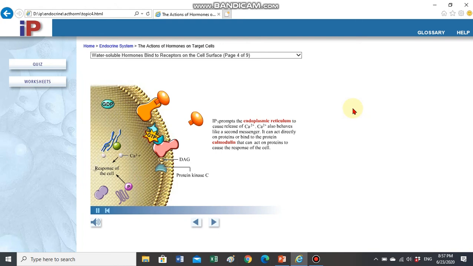To view the animation again, drag the hormone to the receptor. Click Continue to proceed. On this page, we will study mechanisms used by epinephrine and insulin to induce cellular responses.